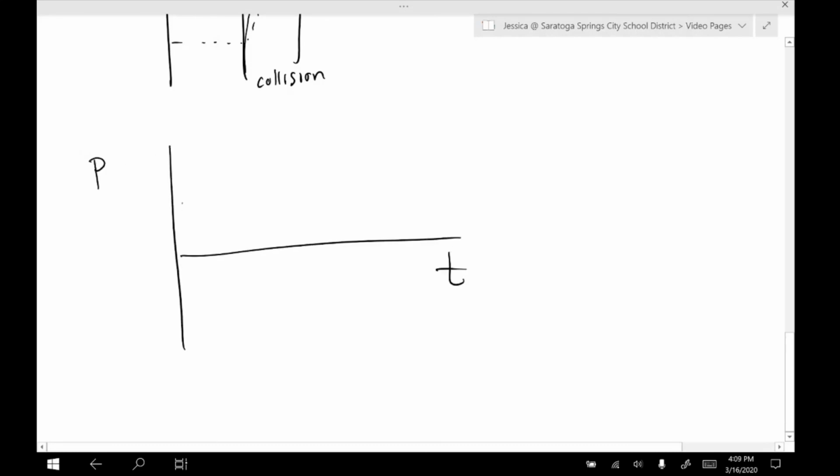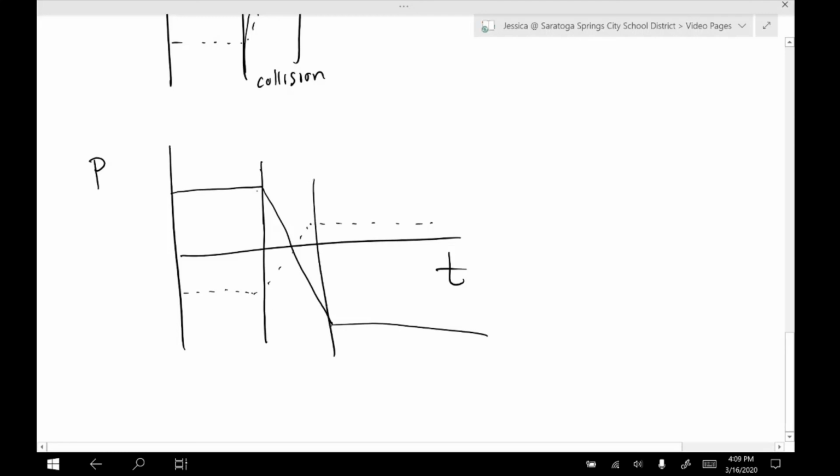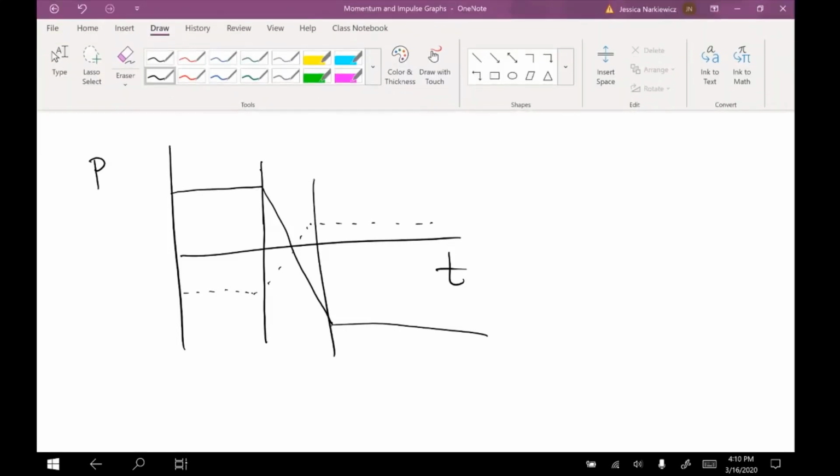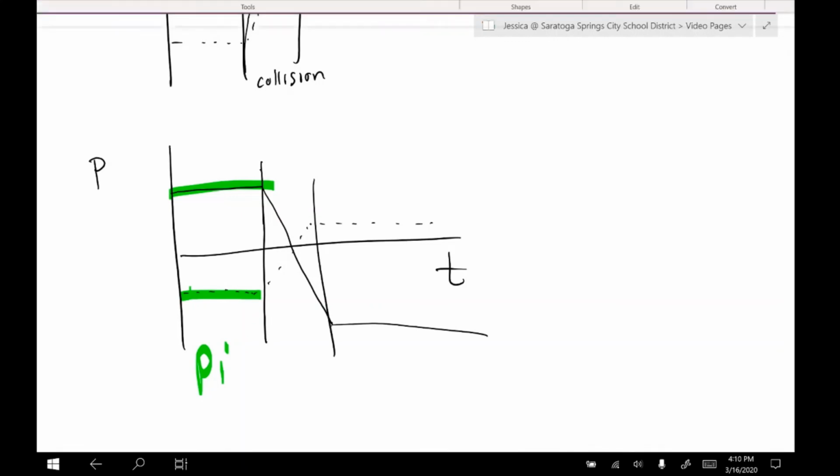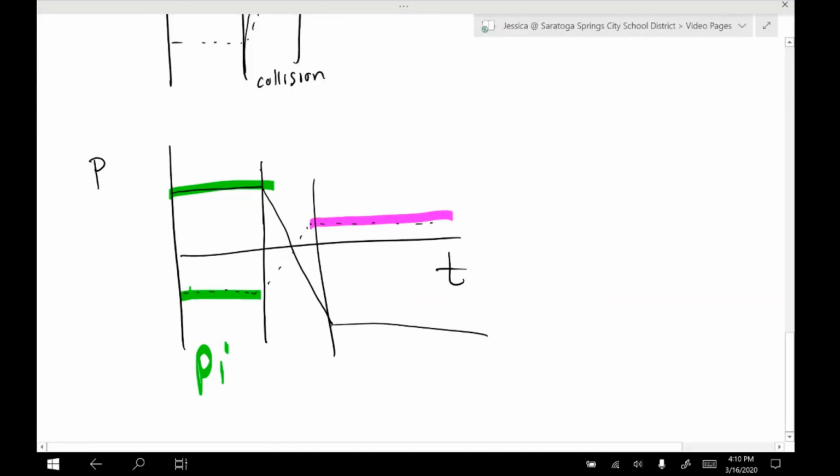And that one would actually be a little bit easier because we wouldn't have to do the whole equation. We would just have to add the momentums before together. So we could add up these two momentums to get P initial, and then we could add up these two momentums to get P final, and we could figure out if momentum is conserved by just comparing those two.